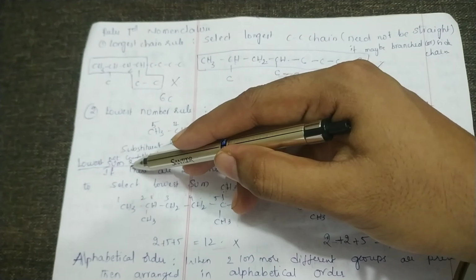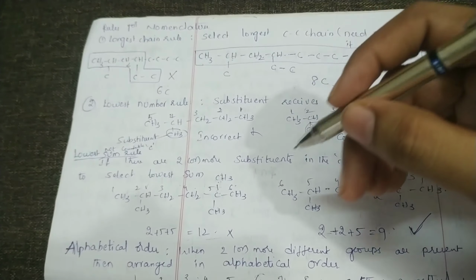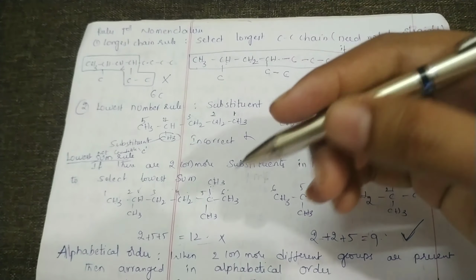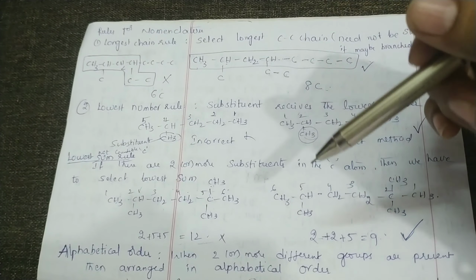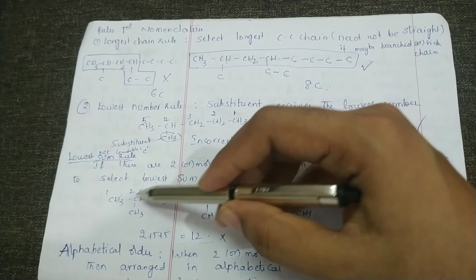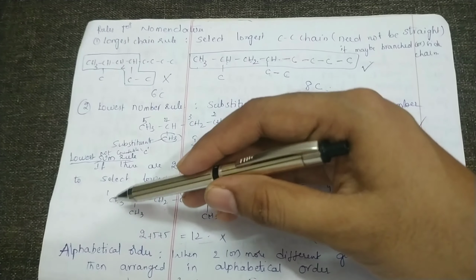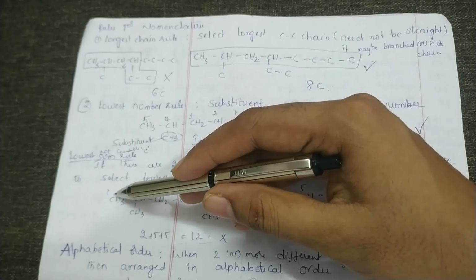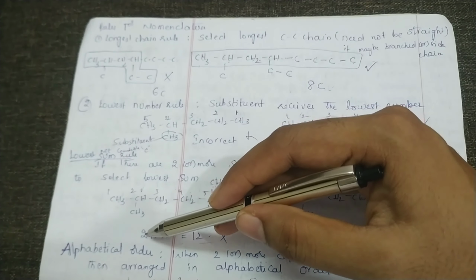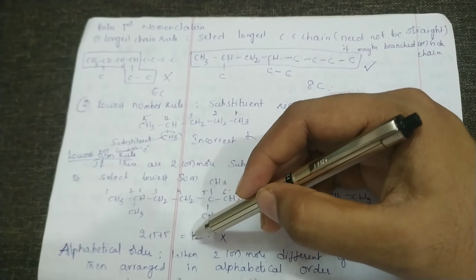The next rule is the lowest sum rule. If two or more substituents are present in the carbon chain, then we have to select the lowest number. If you give the numbers from this side, 1 2, these are the substituents. Substituents means not counted in the carbon, that means parent chain. So if you give the numbers from this side, 1 2 3 4 5 6, the substituents are at number 2 plus here 5 plus 5. So what is the value? The value is 12.